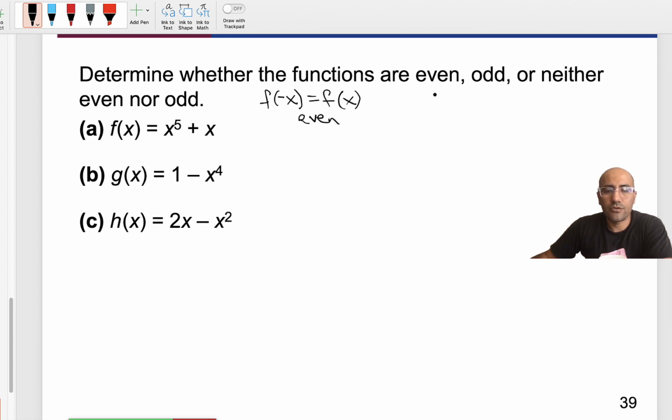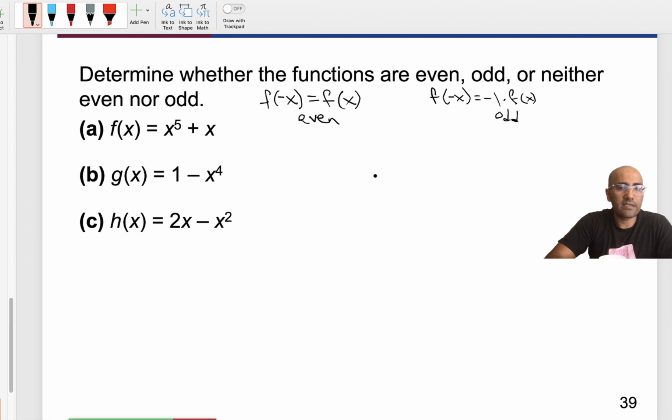Even. If it's true that f of negative x equals negative 1 times f of x, then we have odd. And if it's neither of those, then it's neither even nor odd. Good. So all we have to do is replace that x value with a negative.